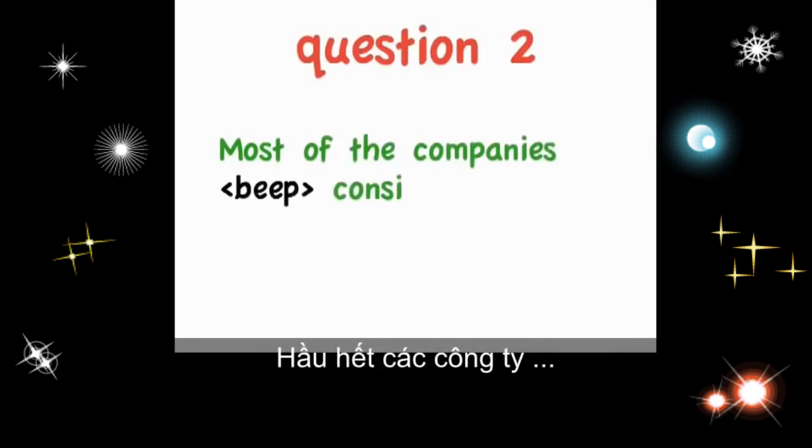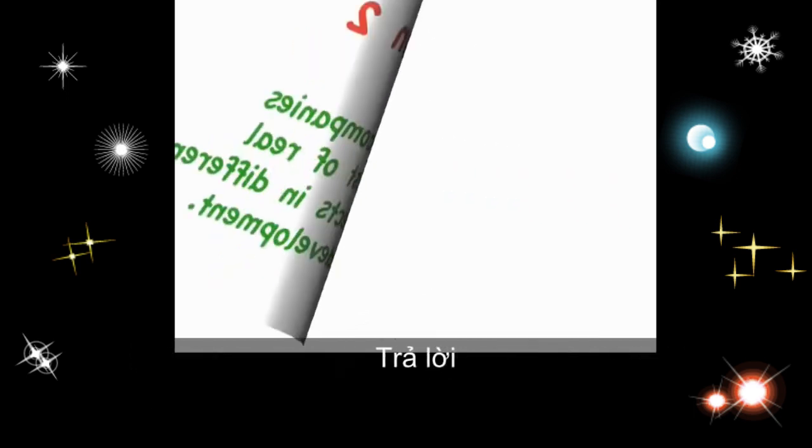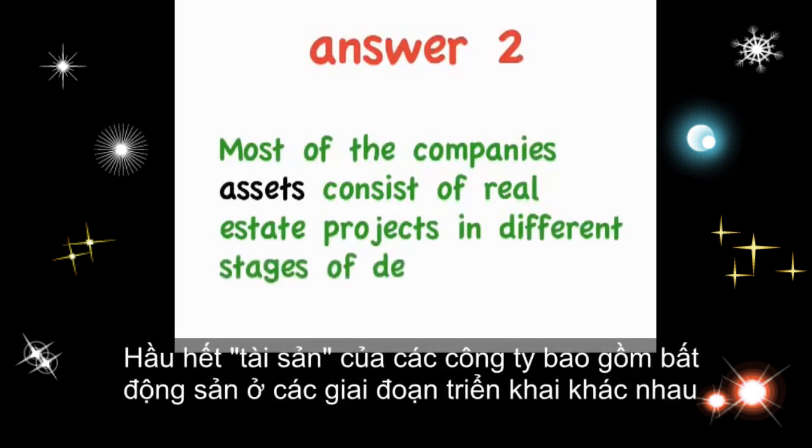Most of the company's beep consist of real estate projects in different stages of development. Answer. Most of the company's assets consist of real estate projects in different stages of development.